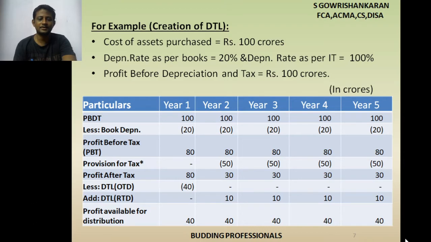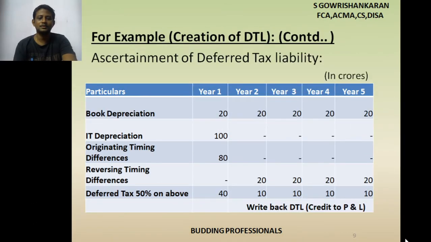How to calculate the second year? Look at the second year. What happens in the second year? What is my book depreciation? 20 crore. But IT depreciation is how much? Nil. There is no originating timing difference. We have to give the reverse timing difference, which is for what was given for the originating timing difference. Reversely we have to adjust.